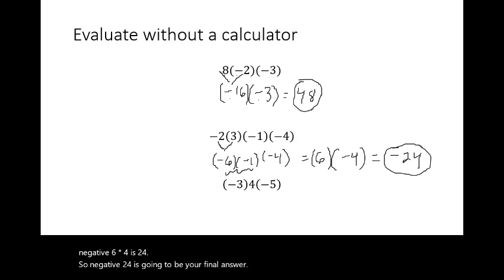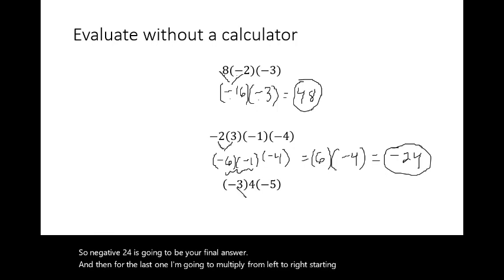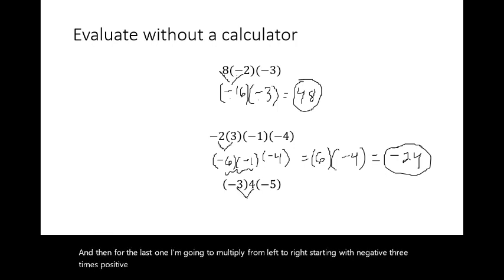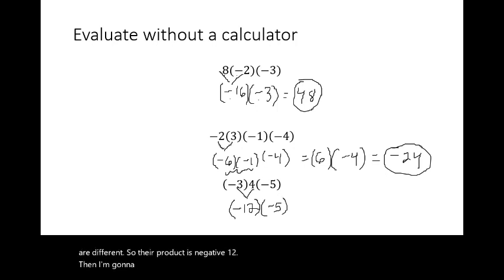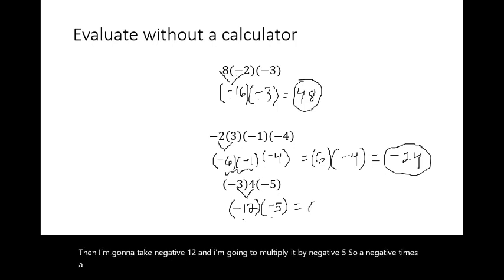And then for the last one, I'm going to multiply from left to right, starting with -3 times +4. So -3 times +4, we have a negative times a positive. Signs are different, so their product is -12. Then I'm going to take -12 and multiply it by -5. So a negative times a negative is going to be a +60.